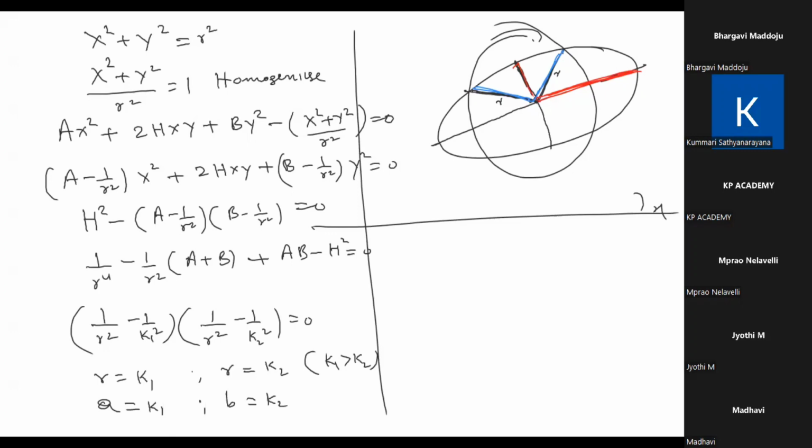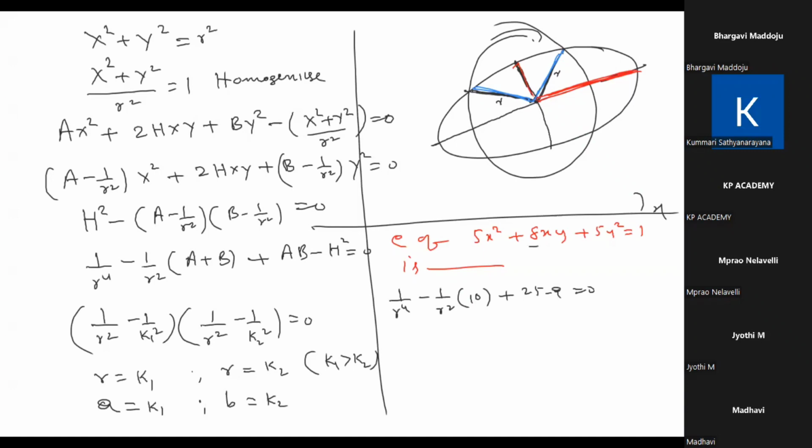So we can find eccentricity. For example, the question is the eccentricity of 5x square plus 8xy plus 5y square is equal to 1. So there is no need of finding tan or eliminating xy like that; you can use this straight away. We will get the eccentricity. What is that? 1 by r power 4 minus 1 by r square, A plus B is 10, AB is 25, minus h square, where 2h is 8, so h is 4, h square 16, which gives 9.